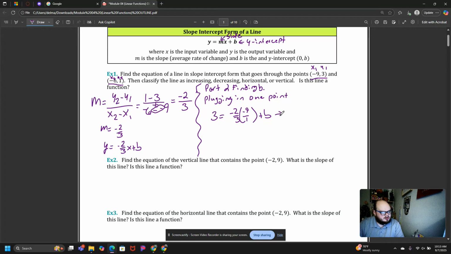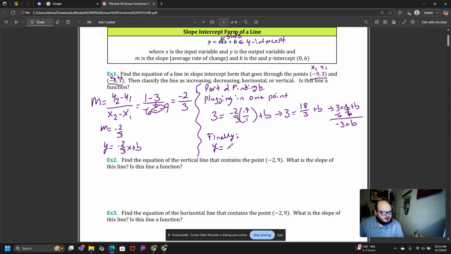Now I'm going to scoot over and multiply. 2 times 9 is 18, but those are both negatives, so that becomes +18. 3 times 1 is 3, plus b. 3 will go into 18 6 times, because 6 times 3 is 18. Now I need to subtract 6 on both sides, because I want to solve for b, so I'm left with -3 equals b.